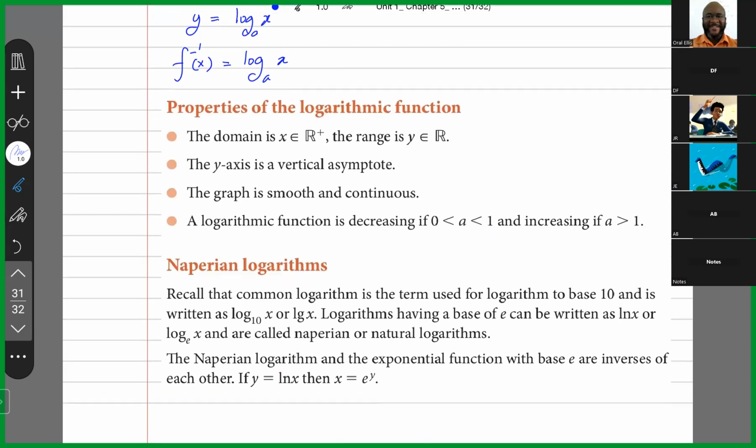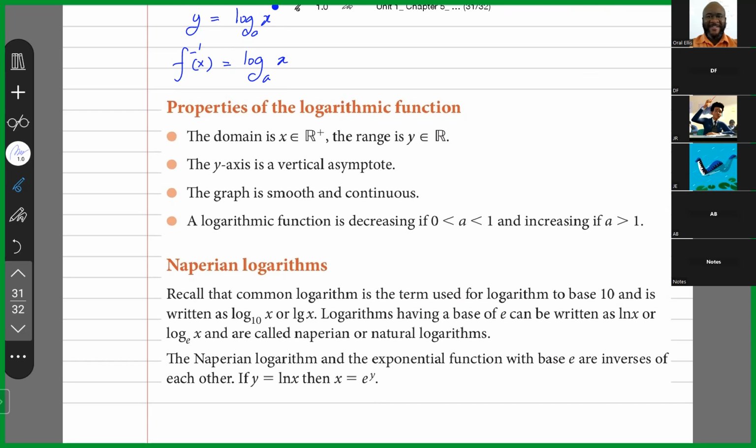Recall that common logarithm is the term used for log to the base 10. Remember I told you last time that calculators used to only calculate log to the base 10 and log to the base e. So in the old textbooks, you would see a lot about log to the base 10 and log to the base e. Common logarithm is written as log to the base 10 of x, or lg x. So if you just see lg x, it's talking about log to the base 10.